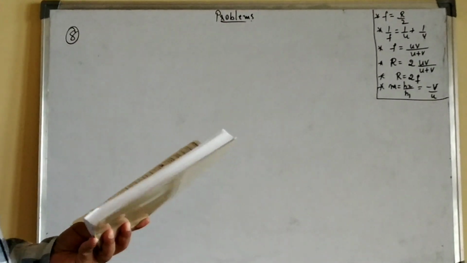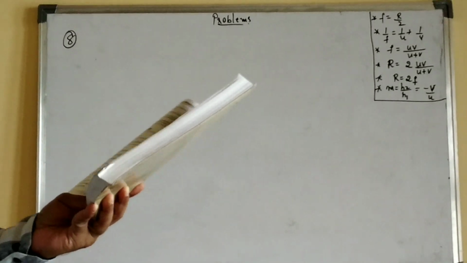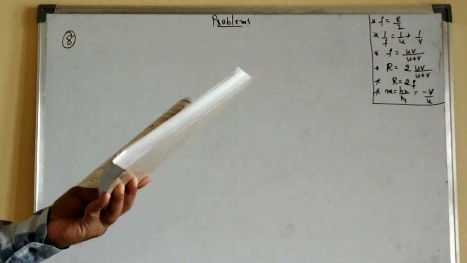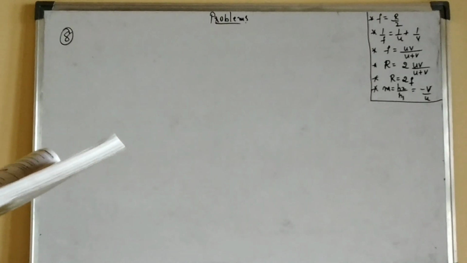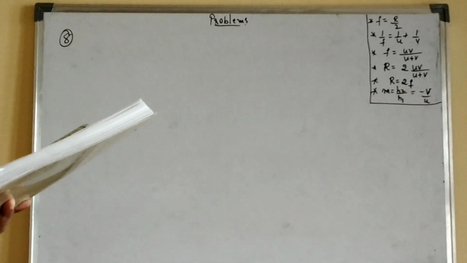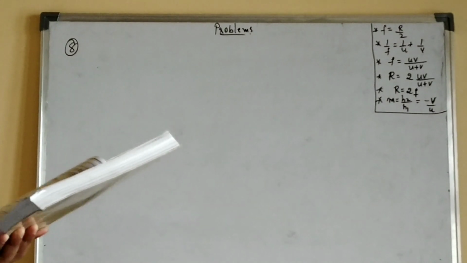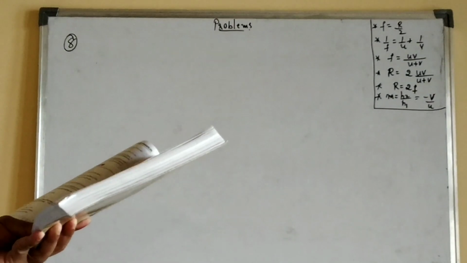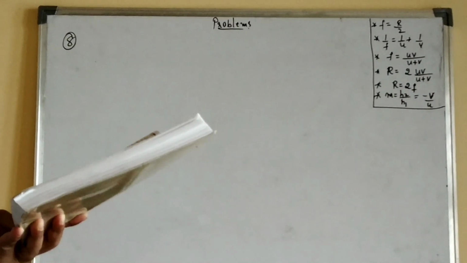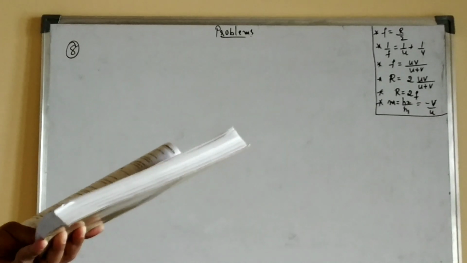Okay, students, moving to the 8th problem. Carefully listen to the problem. An object 4 centimeter in size is placed at a distance of 25 centimeter from a concave mirror. So the mirror is a concave mirror of focal length 15 centimeter. Find the position, nature and height of the image.